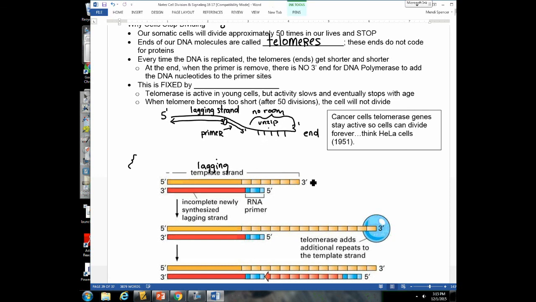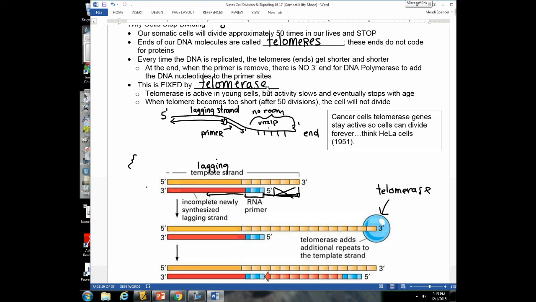So let's look at that down here on this one. So it's showing you that this lagging strand, we put the primer on here, we replicated it, but there's no room to put a primer on here. We cannot put a primer on here to then replicate this part. Okay, so here's what saves the day. There's actually an enzyme that comes in, and this enzyme is called telomerase. So here's telomerase. And we're going to put telomerase up here.